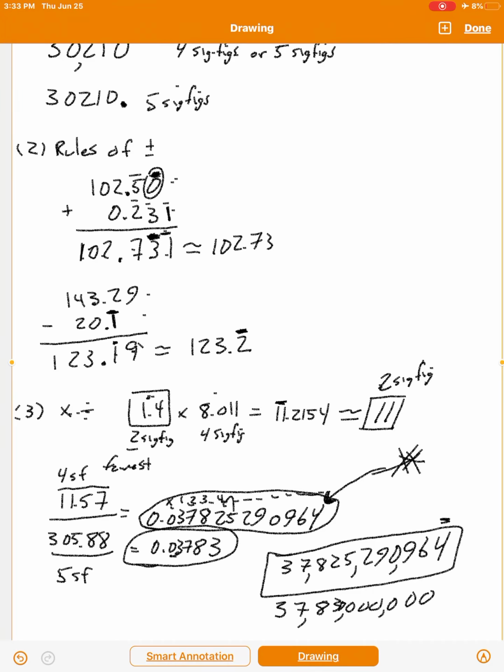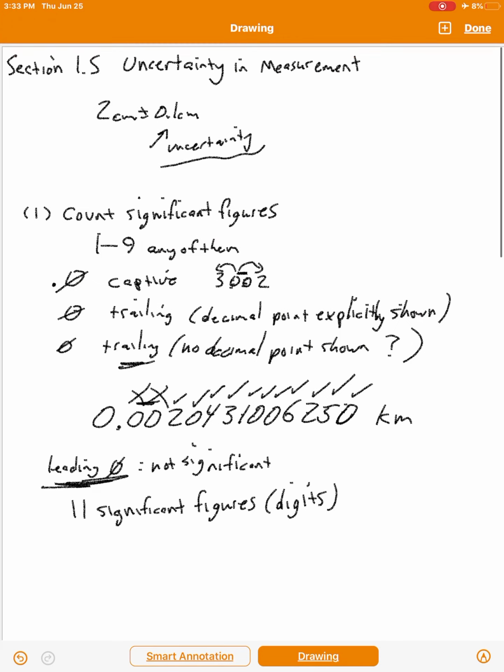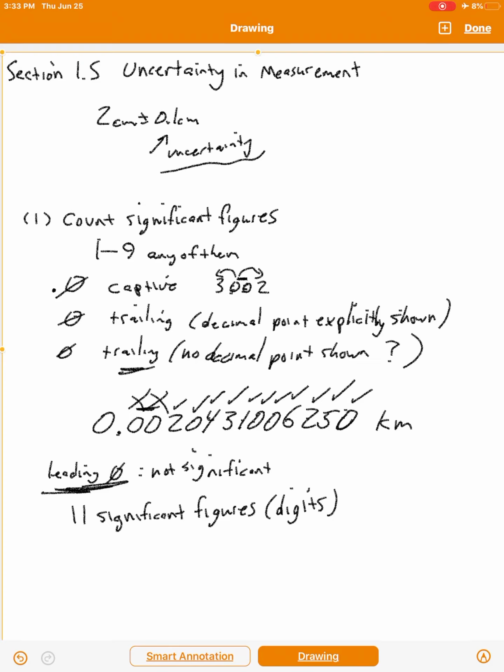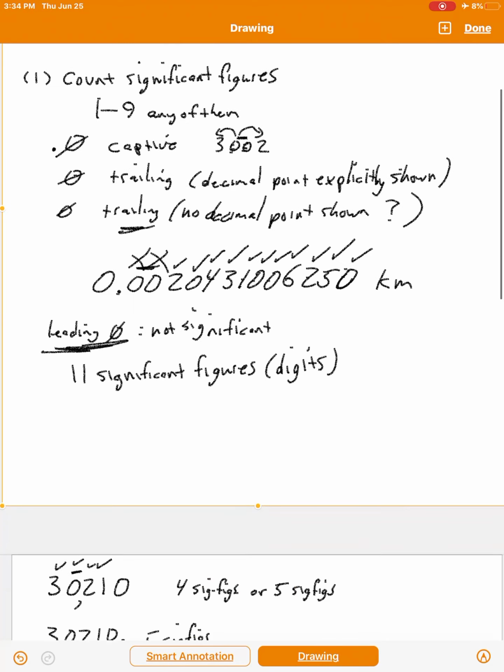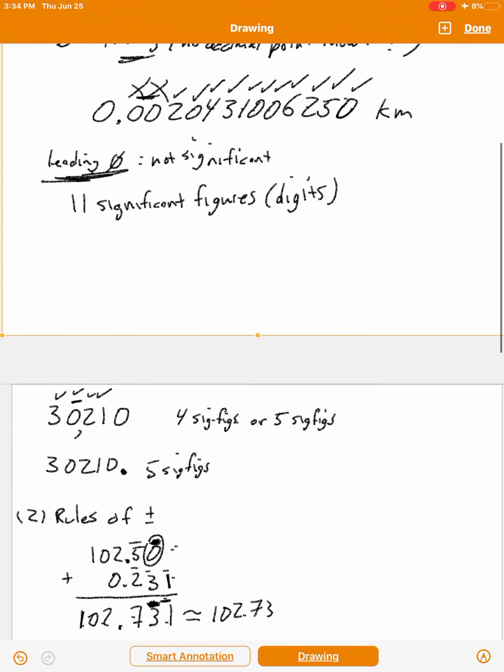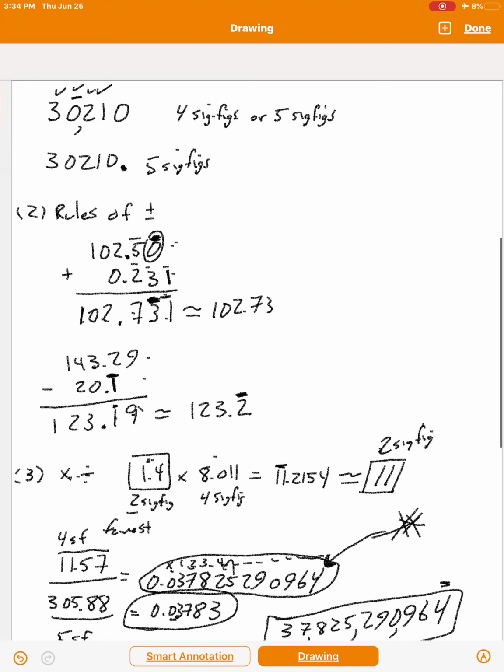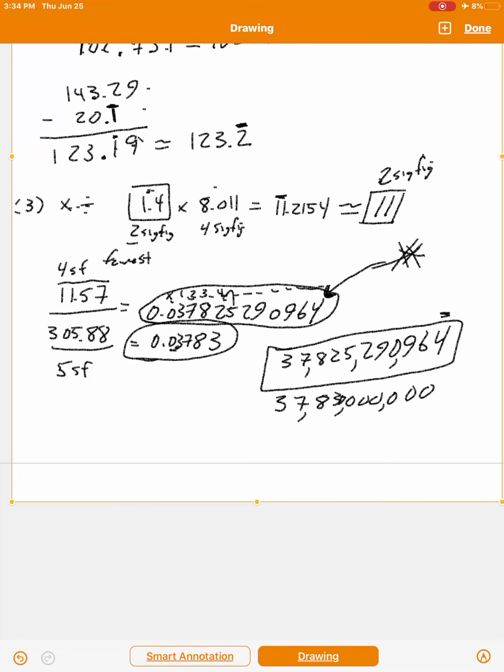Okay? So in summary, counting sig figs, any number between 1 and 9, captive zeros, trailing zeros if there's a decimal point. If there is no decimal point, trailing zeros, it's not clear. If it's a leading zero, it's not significant. So you count sig figs. If you're doing addition subtraction, you line up the numbers and then round the answer to the same column of the one that goes out the fewest number of spaces past the decimal point. And then for multiplication division, you just pick the one that has the fewest sig figs, round your answer to that value.